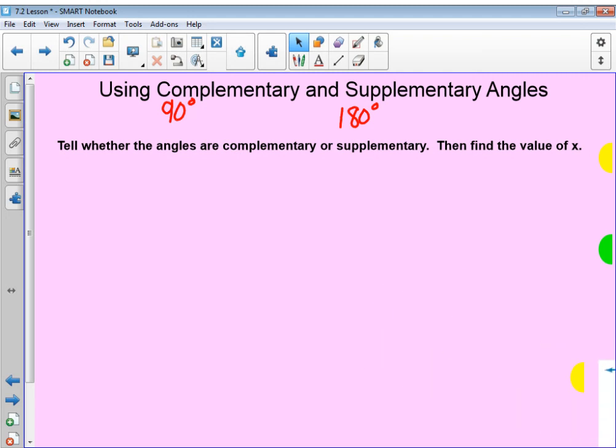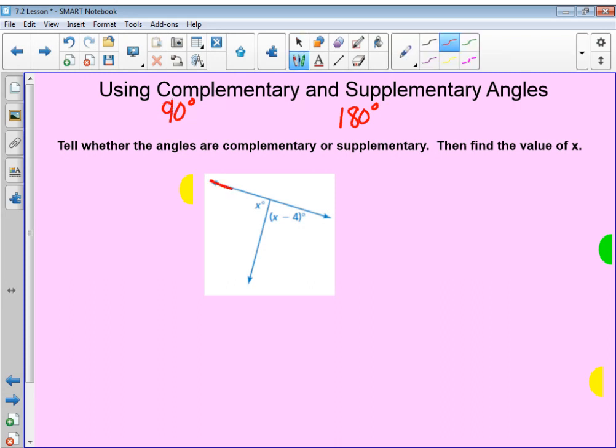All right, let's try another one here. Okay, this one's a little bit easier. So what are we seeing here? Well, we don't see a red box. We know that it's either complementary or supplementary, so we're only working with those 2 angles. A straight line, straight, 180. So that means it's supplementary. Straight and supplementary both start with an S. Okay, so we know it's supplementary.